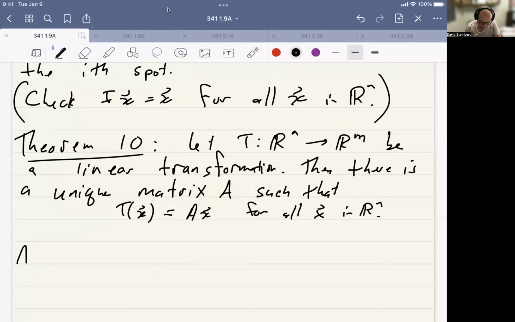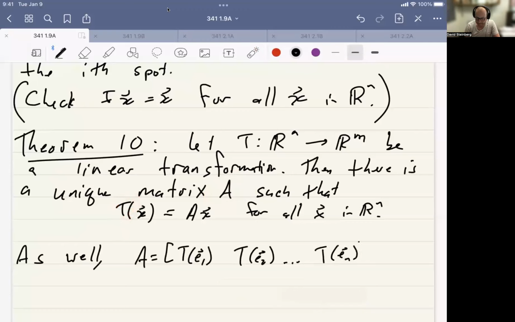As well, A is the matrix you get where if you apply T to each of the columns of your identity matrix, those become the columns of the matrix A. So the first column of A is T applied to e1. The second column of A is T applied to e2. The last column of A is T applied to en. So in other words, the jth column of A is T applied to ej.